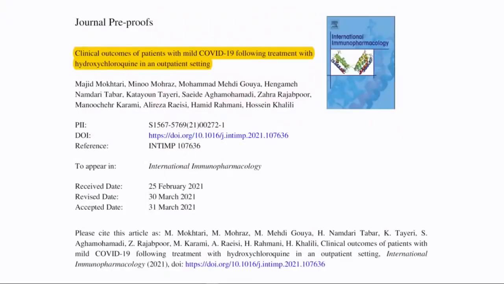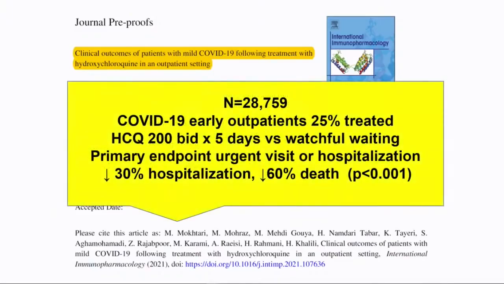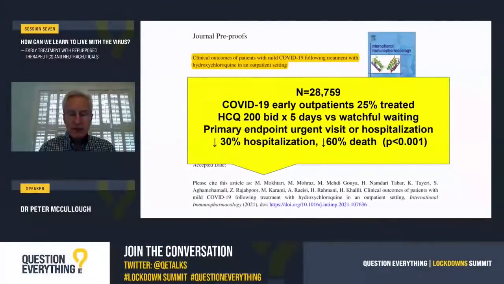Here's the largest clinical study of COVID-19. This was done in Iran. It was published in February of 2021. Next slide. And what it shows is that in 28,000 individuals that started early, about 25% of just the high-risk patients, a short course, 5 days with some additional medications, reduces hospitalizations and death by 30 and 60%, respectively.